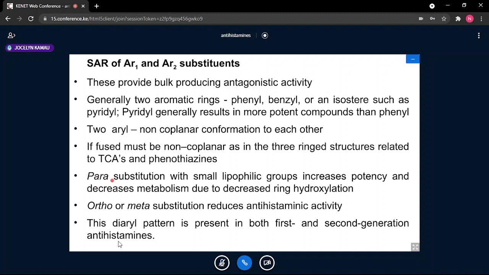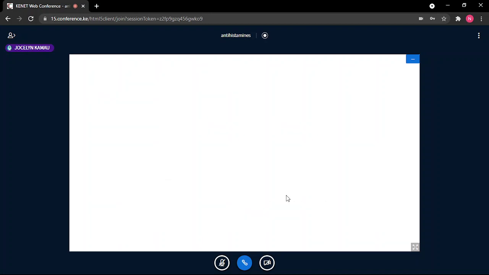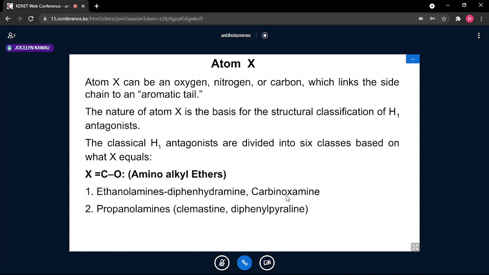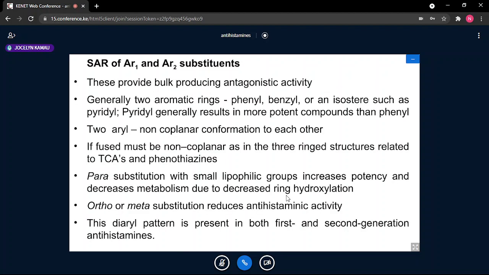So para substitution is best. Ortho or meta substitution reduces antihistamine activity. The diaryl pattern is present in both first and second generation antihistamines. When you look at the first generation and the second generation, we have said that the second generation is a derivative, so it should be there. So that diaryl system is necessary for antihistamine activity. So in a nutshell, that is what we expect.